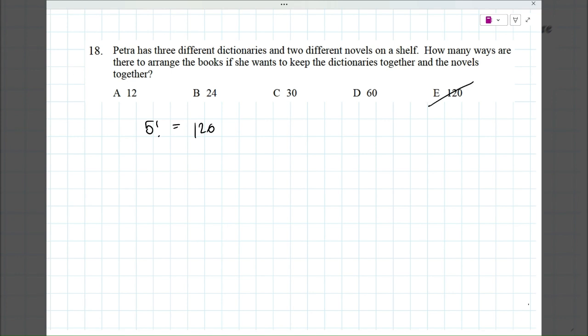We can get rid of 120 straight away. So think to yourself, if we have to keep them together, how can we do that? So, for example, if we put the 2 dictionaries together, can we have the novels like this? Yes or no? Once you've decided how they go together, you can figure out how many ways there are in that order. So, for example, if we had DD, N, how many ways can we organize those 2 dictionaries, and how many ways can we organize those 3 novels?